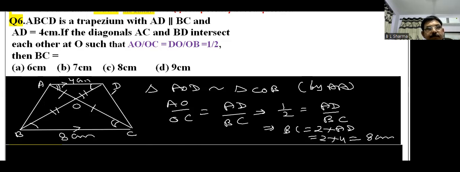पहले दो ट्राइंगल्स को सिमिलर हम प्रूव करेंगे. हमें पहले से रिजल्ट ही पता होना चाहिए अगर MCQ है तो, और अगर सब्जेक्टिव क्वेश्चन है तो पहले we have to prove the two triangles similar. और जब दो ट्राइंगल्स सिमिलर हो जाते हैं तो उनके कोरेस्पॉन्डिंग साइड्स का रेशियो सेम होता है. That is why BC will be 8 centimeter here. So B is the correct option.